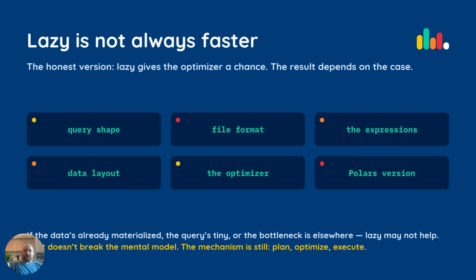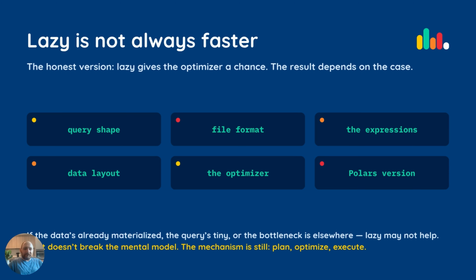Lazy execution can improve performance, but it is not a guarantee. It depends on the query shape, the file format, the expressions, the data layout, the optimizer, the Polars version. If the data is already materialized, lazy might not help much. If the query is tiny, you may not notice anything. If the filter can't be pushed down, the plan may not change the way you expect. And if the bottleneck is somewhere else entirely, lazy execution is not the fix. So the true performance result depends on the case.